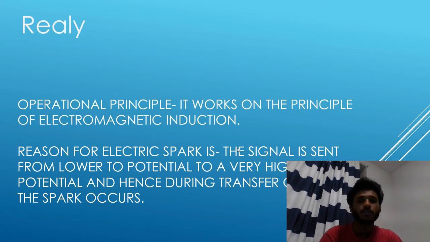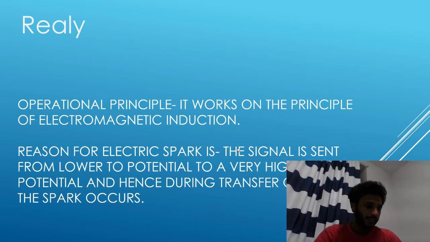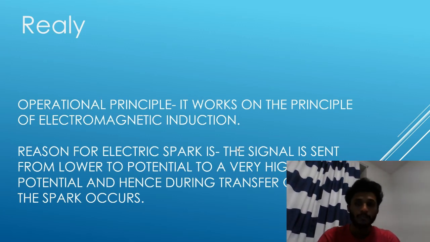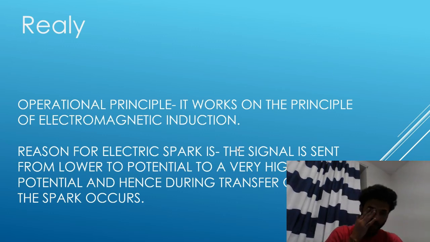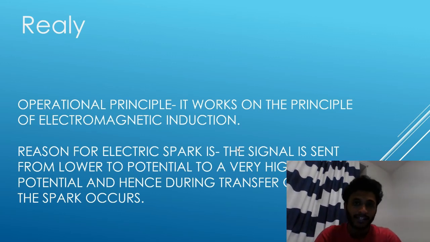Coming to the relay. It works on the main principle of electromagnetic induction. Whenever the electromagnet is applied with some current, it induces a magnetic field around it. A switch is used to apply that to the load. Whenever there is electromagnetism induced in the circuit, a switch is used to transfer that induced current to the load.